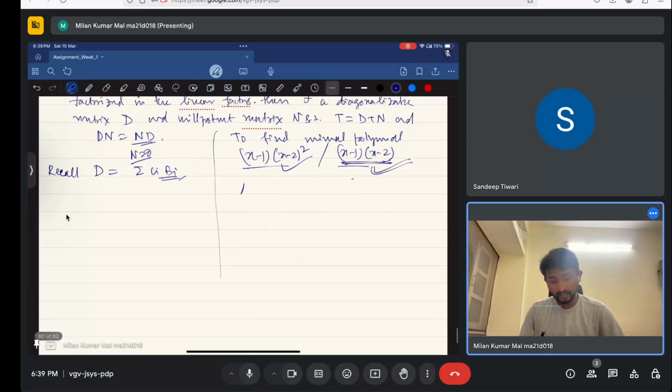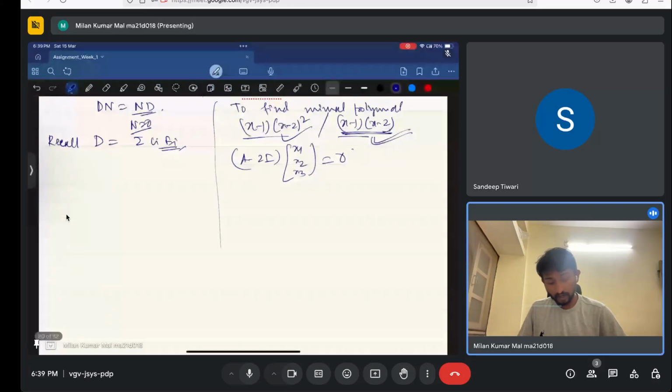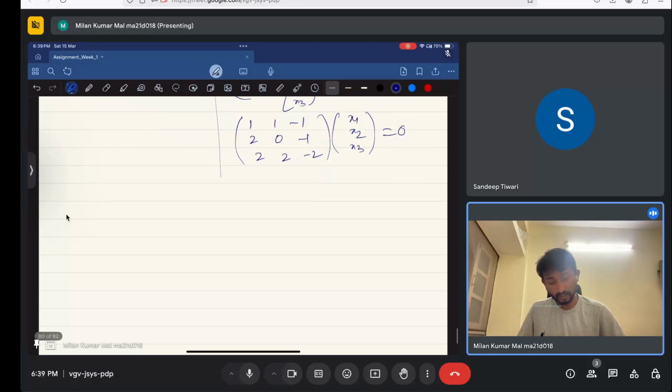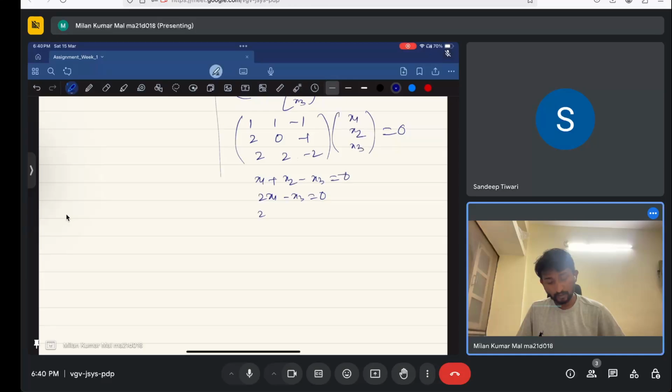So (A minus 2I) times (x1, x2, x3) is equal to 0. Then A minus 2I is the matrix with rows 1, 1, minus 1; 2, 0, minus 1; 2, 2, minus 2. This one times (x1, x2, x3) equals 0. So what are we getting? x1 plus x2 minus x3 is equal to 0, 2x1 minus x3 is equal to 0, and 2x1 plus 2x2 minus 2x3 is equal to 0. So these two are actually the same thing.